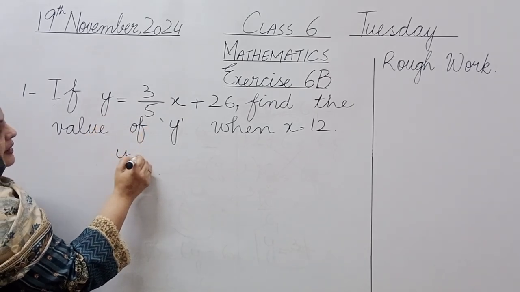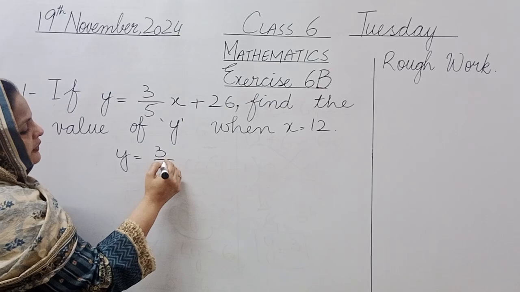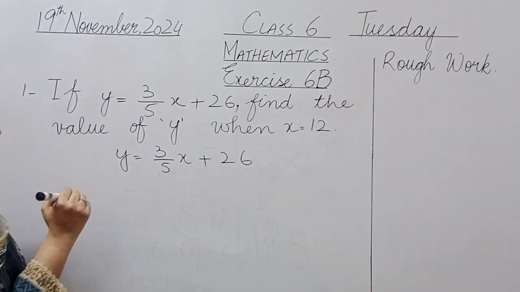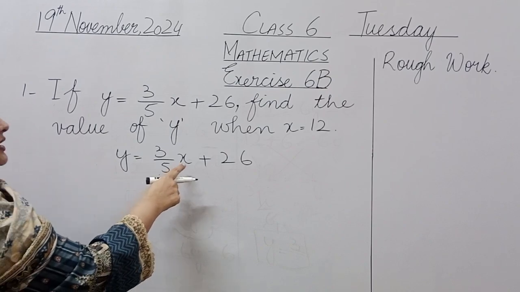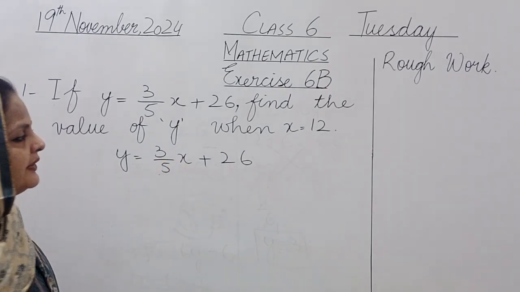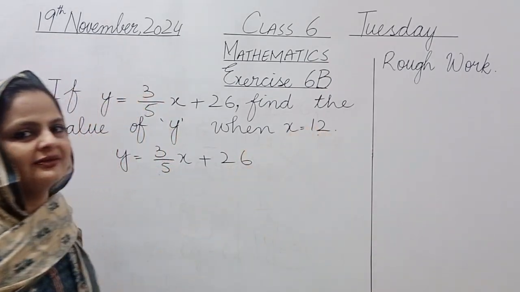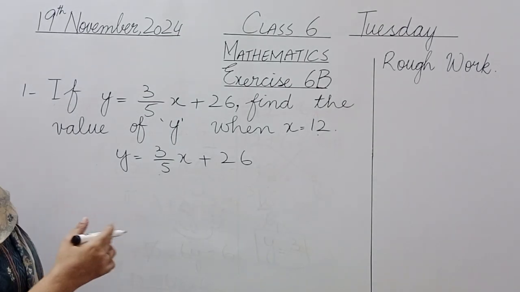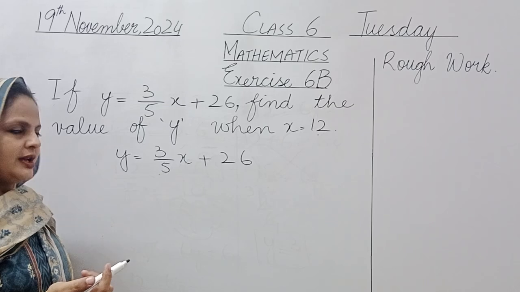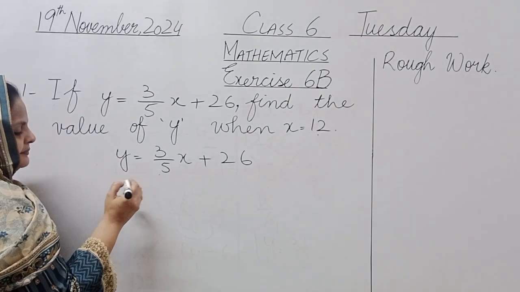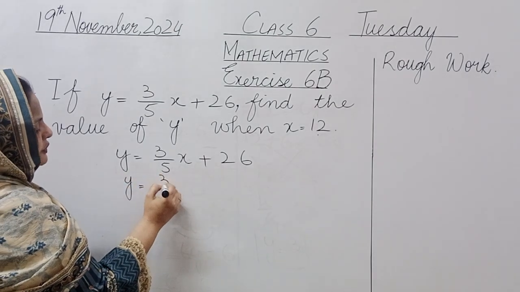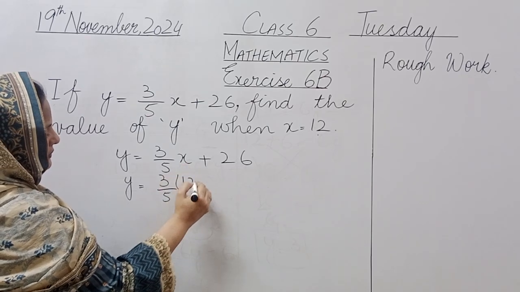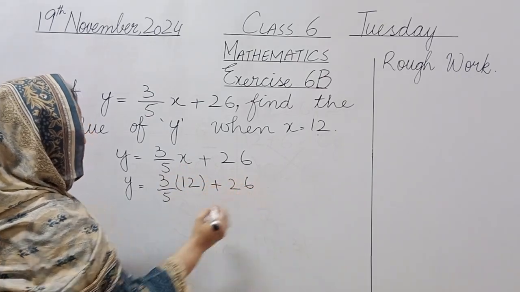Okay, y is equal to 3 over 5x plus 26. So what would we do? Wherever we have x, we will put in its value, 12, for this particular sum. It may change because x is a variable, its value may change. So see, y is equal to 3 over 5, x, what is the value of x? 12, plus 26.